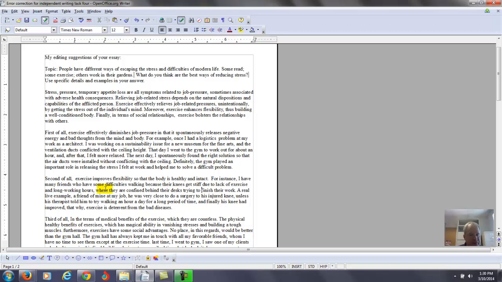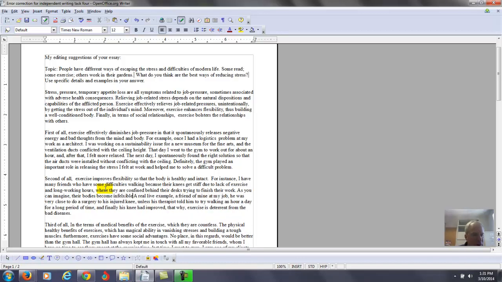For instance, I have many friends who have some difficulties walking because their knees get stiff due to a lack of exercise and long working hours, in which they are confined behind their desk trying to finish their work. As you can imagine, their bodies become inflexible since they're not actively moving around during the day.